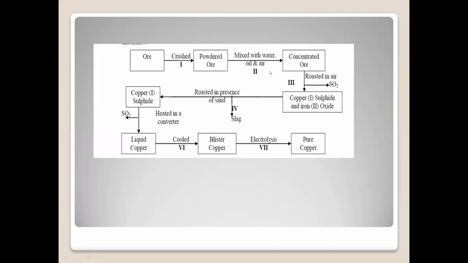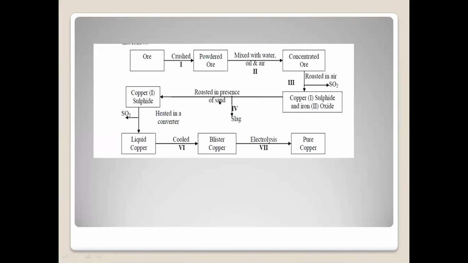It mixes with air. Air has oxygen, so oxygenation happens. Here the ore is concentrated, okay? And what do we get? Cu2S. Cu2S is what we get. Then, the third stage is roasting. What happens? Oxygen is given and sulfur dioxide comes out.